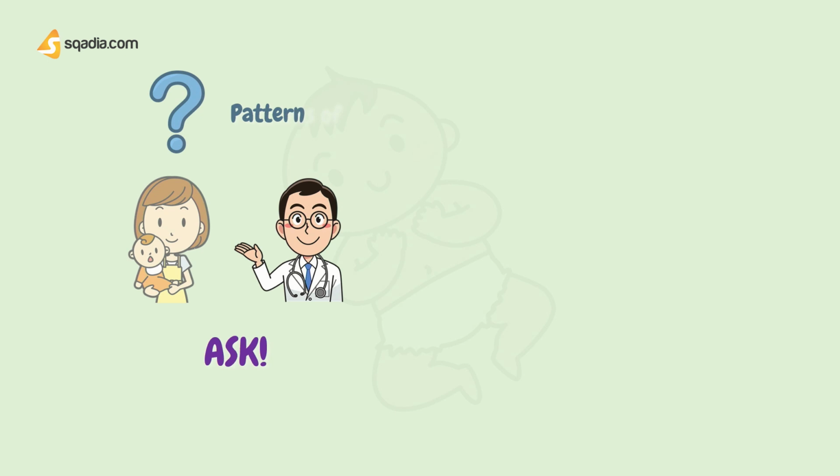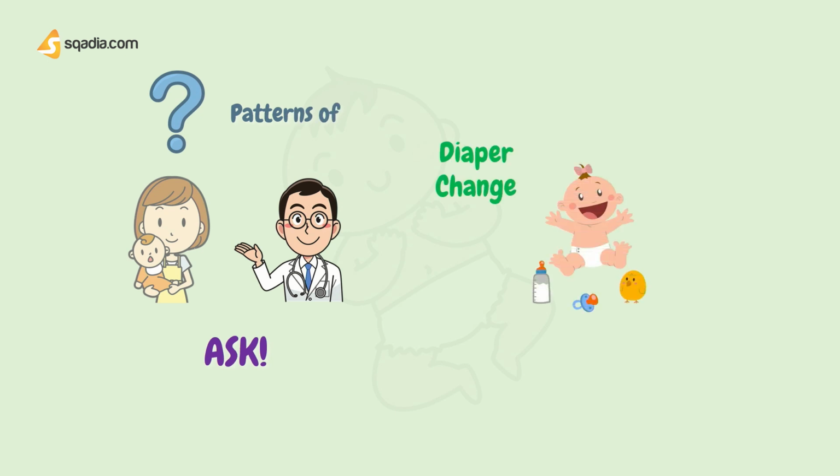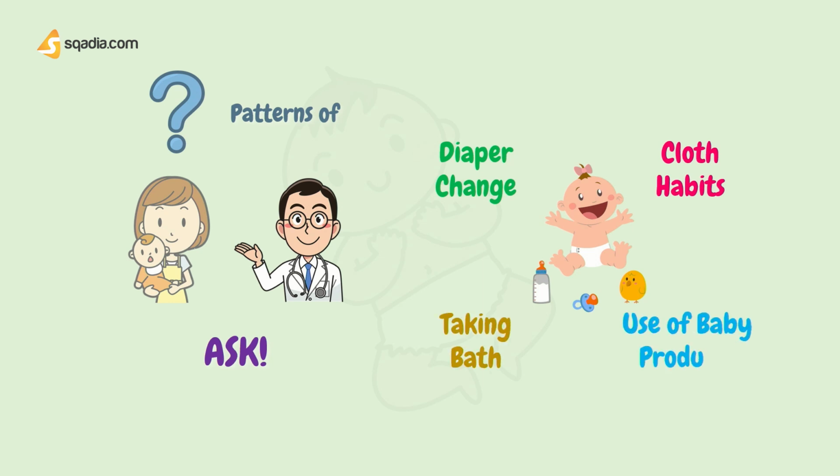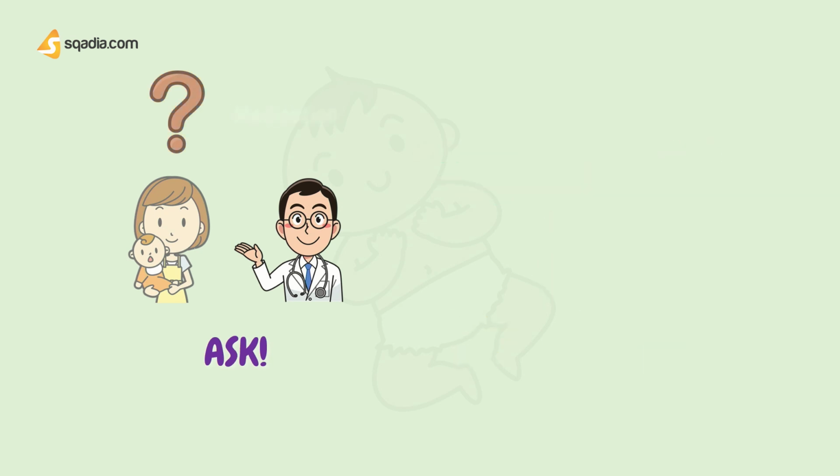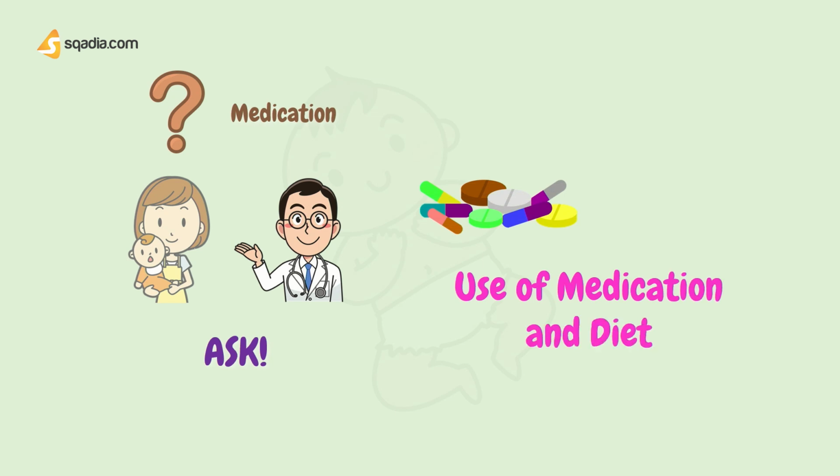Secondly, you should know how often the baby's diapers are changed, if the baby wears cloth or disposable diapers, how many baths the baby takes each week, and what soaps, powders, or creams are used to clean the baby. And the third question, and the most important one, is that you need to ask if the baby is taking any medication and if there has been any recent change in the baby's diet.